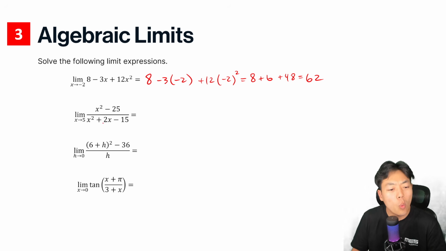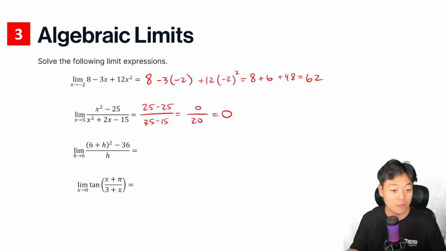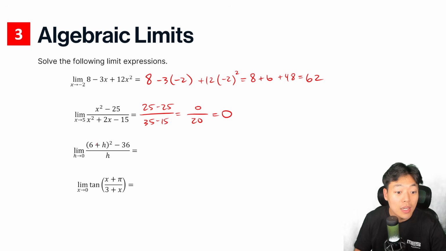Same idea. But what happens here when we plug in 5? 5 squared is 25, minus 25 is 0. 5 squared is 25, plus 10 is 35, minus 15. So we have 35 minus 15, that's 20. And that's just 0. Great. Beautiful. No worries here at all. Let's try this next one.